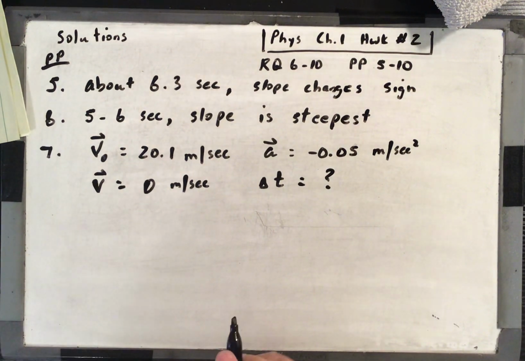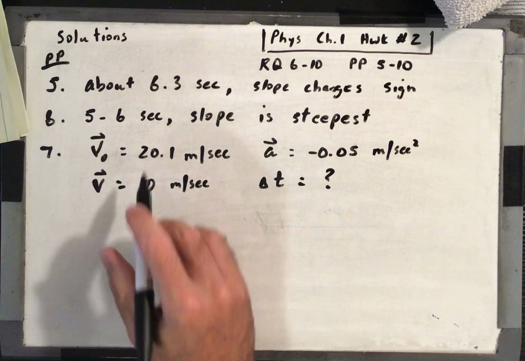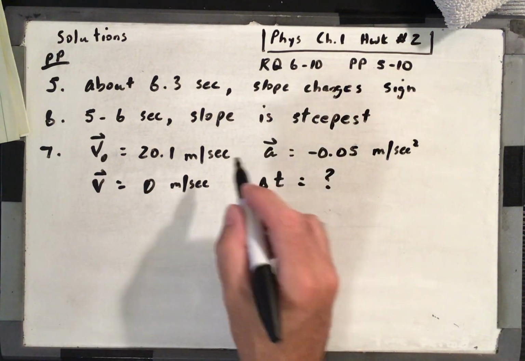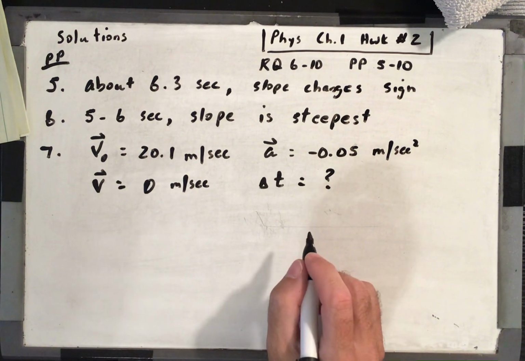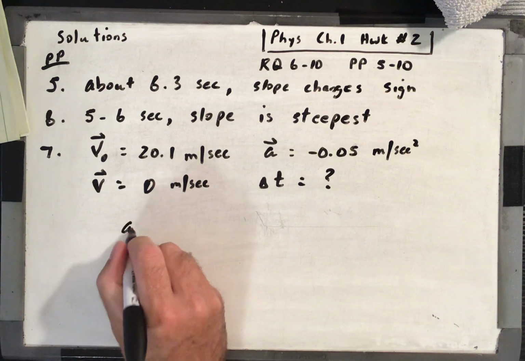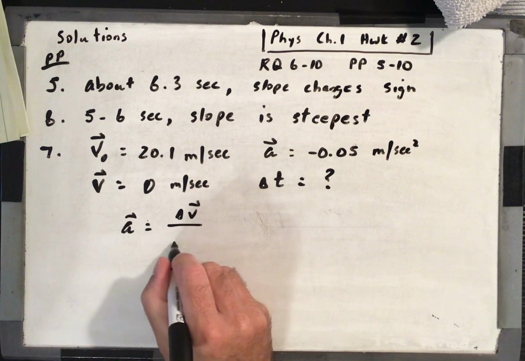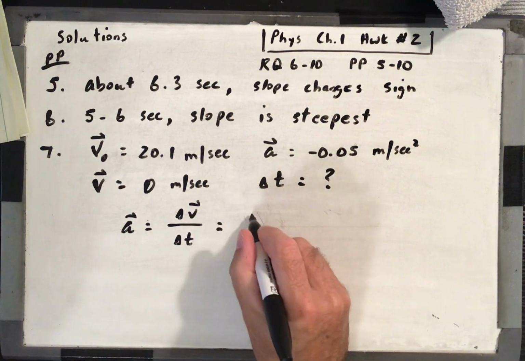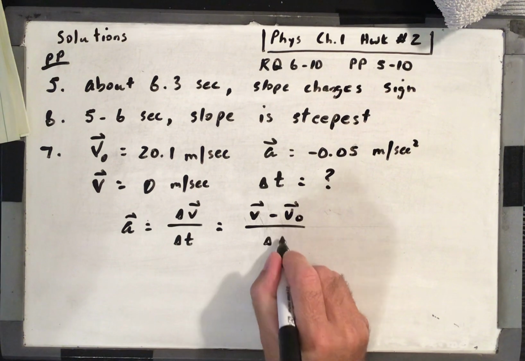I find this to be a very nice way to set up your problem. All right, write out all your variables and what do you know from the problem. Okay, so we know that acceleration is equal to change in velocity over change in time. And that's going to be the final velocity minus the initial velocity over the change in time.